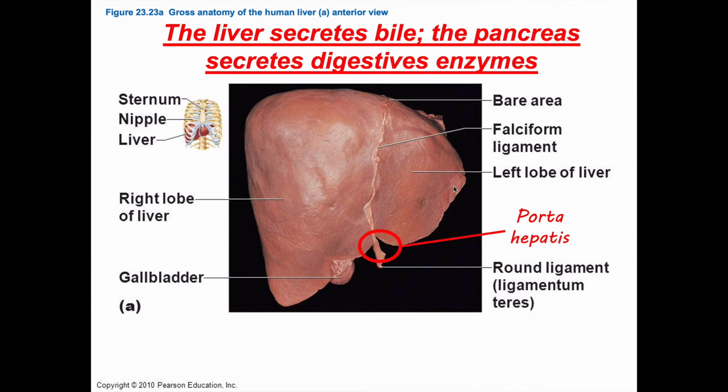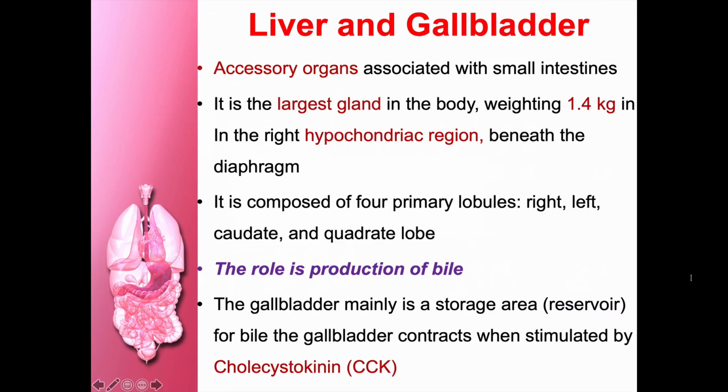Coming to the liver, the liver is an accessory organ of the digestive system, which is around 1.4 or 1.5 kilo, present in the right hypochondriac region. It is composed of the right lobe, left lobe, caudate lobe, and the quadrate lobe. There are many different functions for the liver, but the main function is production of bile. I'll tell you what is the function of bile.